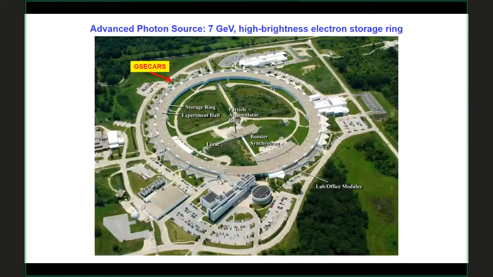So I'm at the Advanced Photon Source at Argonne National Laboratory. The Advanced Photon Source, or APS, is a 7 GeV high brightness electron storage ring. The circumference of the ring is about 1.1 kilometers. Tangential to the ring are the X-ray beam lines, and there are altogether about 70 of those that can be running all at the same time. And they do all sorts of different kinds of X-ray experiments, from X-ray spectroscopy to X-ray scattering, X-ray imaging that we're going to be doing today, and a number of other techniques.